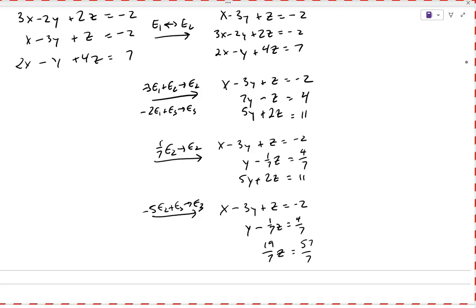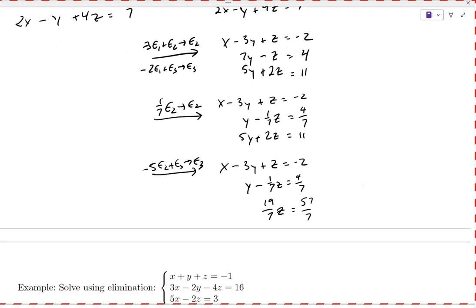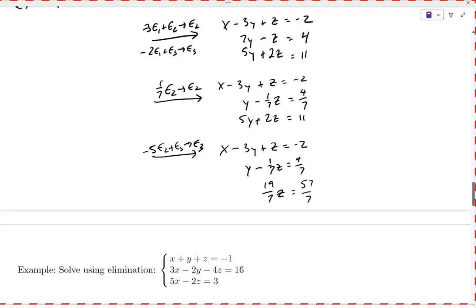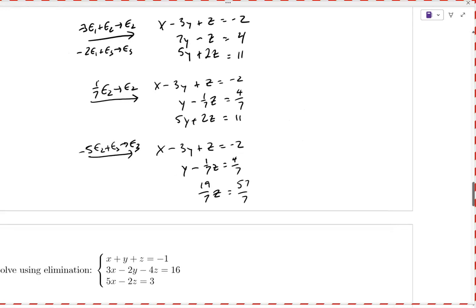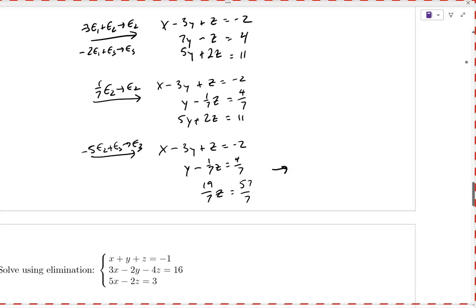So far, so good? Okay. Then again, what we're trying to do is get this down to a triangular system. Triangular system means we have coefficients of 1 all the way down that diagonal, right? If I want to turn this into a 1, what do I need to do? What do I need to multiply that equation by to turn the 19/7 into a 1? Yep, 7/19. It's good. Multiply by the reciprocal, right?